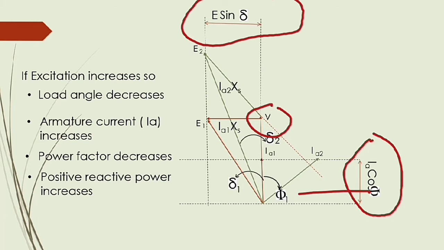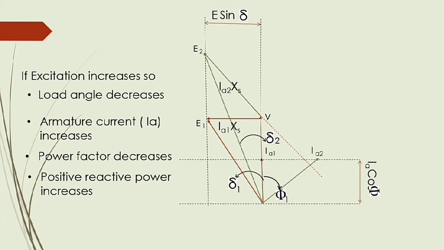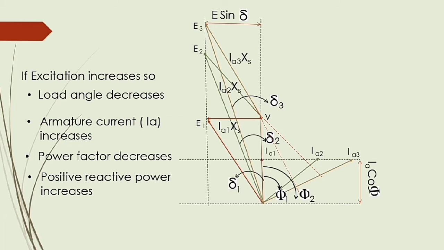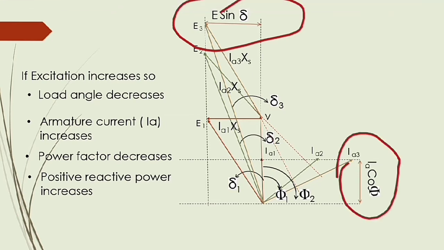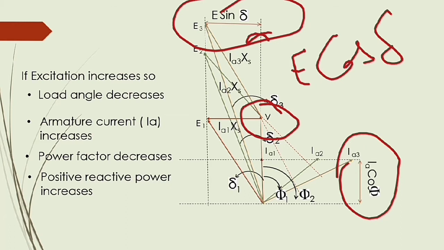Okay, so next one, again we increase the excitation, and we see again E sin del constant, again Ia cos phi constant, and again the terminal voltage is constant here. So in this way we increase the excitation, and the value of E cos del in each case will increase. Okay, so we know the reactive power equation.